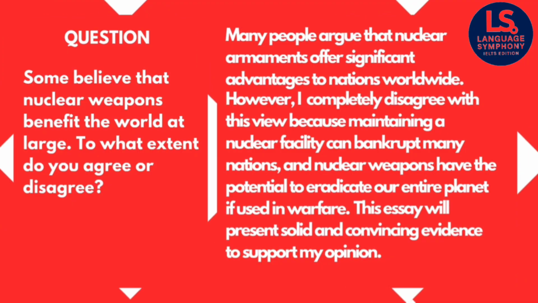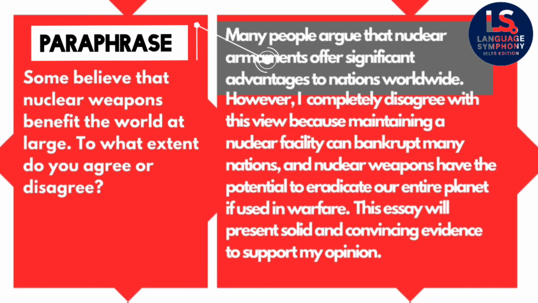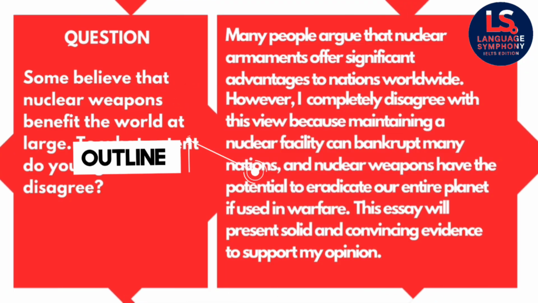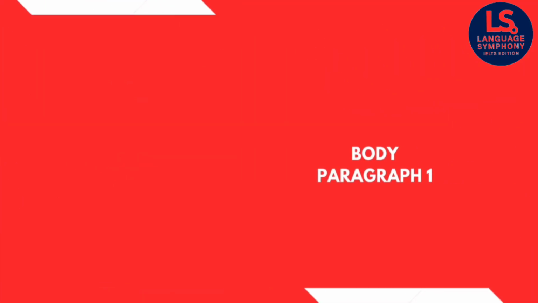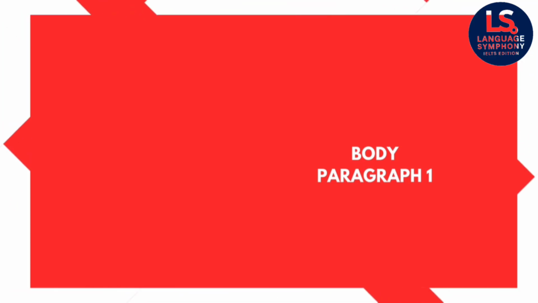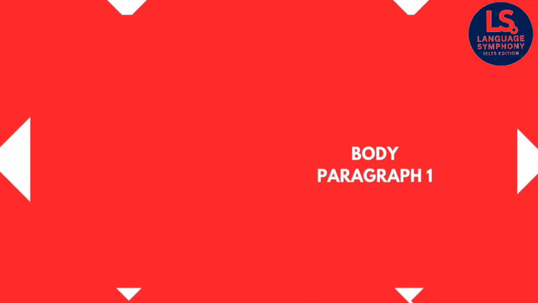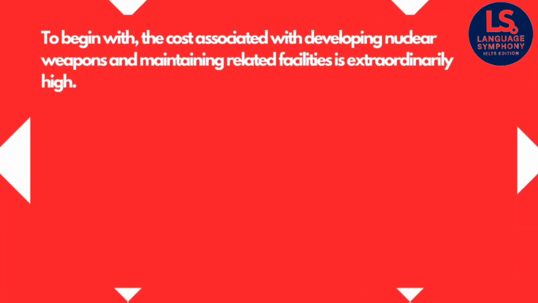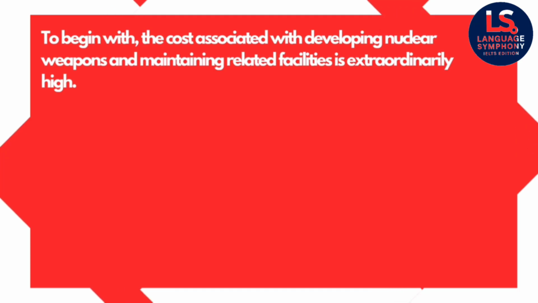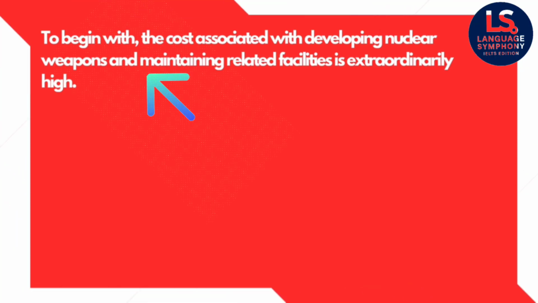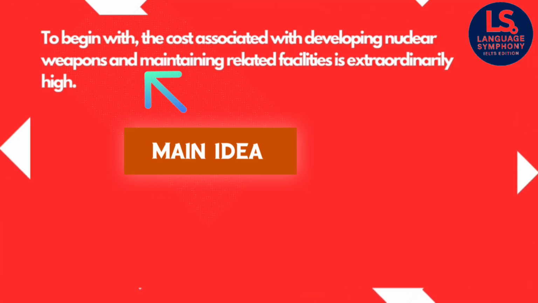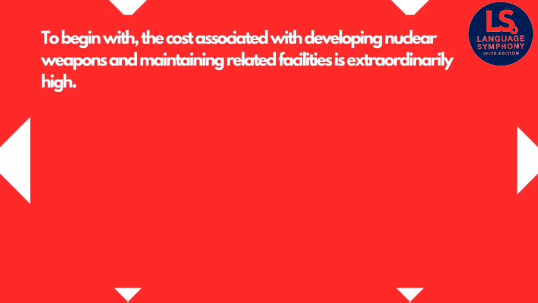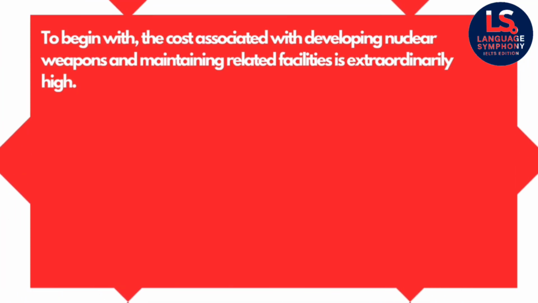As you can see, this introduction paraphrases the question, clearly states the opinion, and outlines what the essay will cover. Let's move on to the body paragraphs and build our argument step by step. We start with a clear topic sentence. To begin with, the cost associated with developing nuclear weapons and maintaining related facilities is extraordinarily high. This sentence introduces the main idea of the paragraph, in this case, the economic burden of nuclear weapons. It tells the examiner exactly what this paragraph is about.